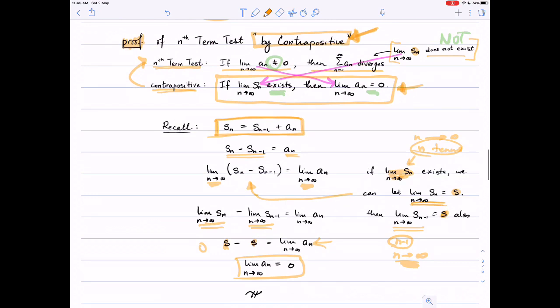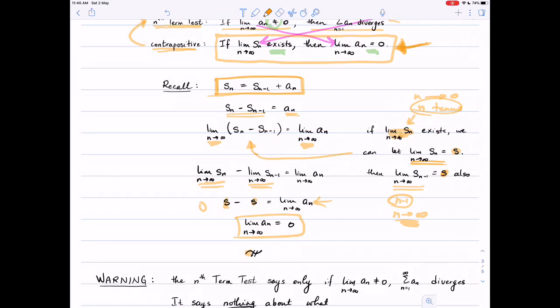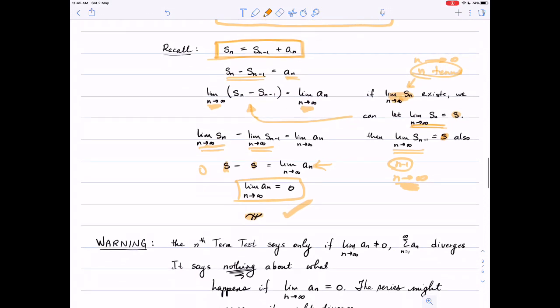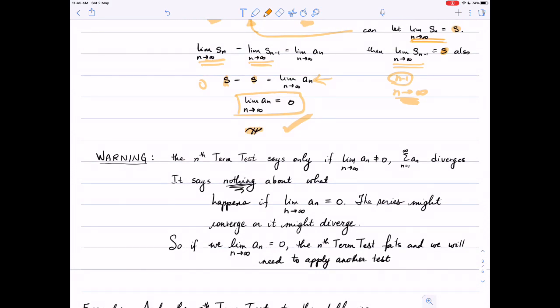That is exactly the contrapositive statement of the nth term test, and so that turns out to be exactly the proof that we need for the nth term test. Now, one little bit of a warning here. The nth term test says only if this limit, the limit as n goes to infinity of A sub n, is not 0, then the series diverges.